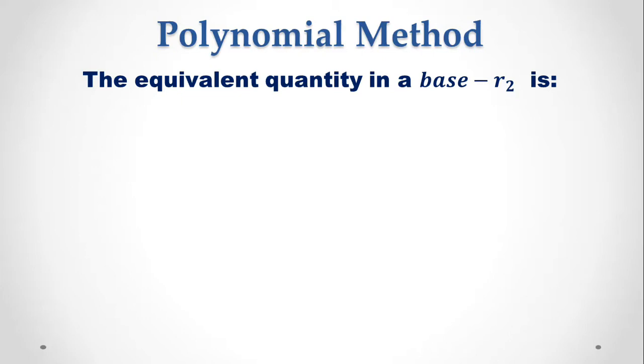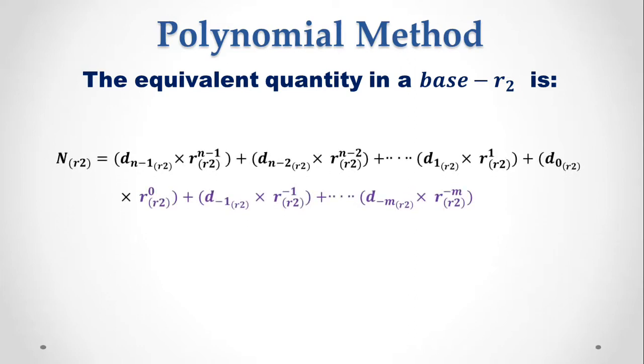The number indicates a quantity. The equivalent quantity is obtained by simply replacing each of the quantities on the right side of the above equation by its equivalent quantity in the base R2 number, where di to the base R2 is the quantity di to the base R1 expressed in base R2, R1 to the base R2 is the quantity R1 expressed in base R2, and N to the base R1 expressed as a base R2 number is N to the base R2. So in each case, the base R1 is replaced by base R2.